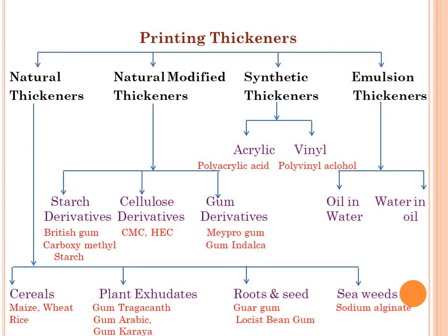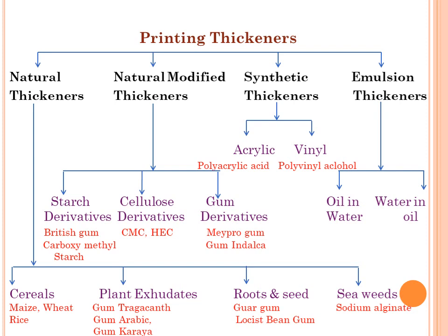If we see the natural thickeners, in this case they are again subdivided dependent on the source of the thickener. First is cereals, which you obtain from plants. Examples are maize, wheat, rice. These are obtained from the grains.